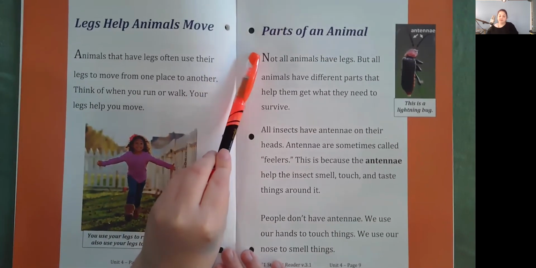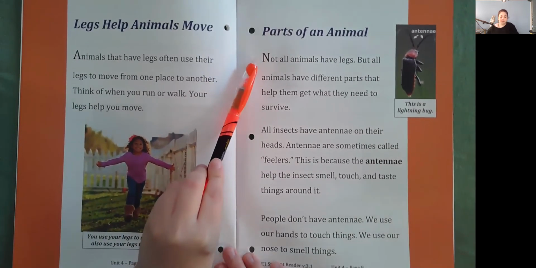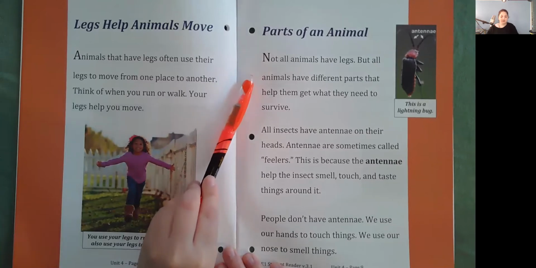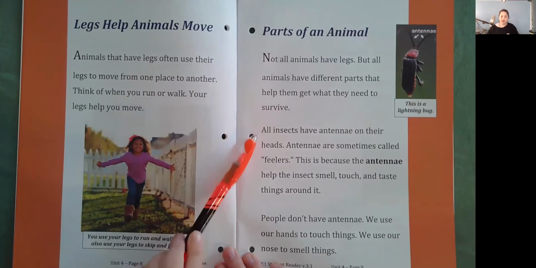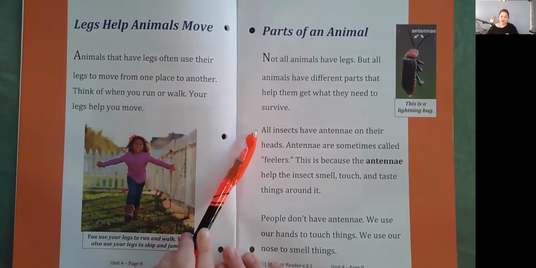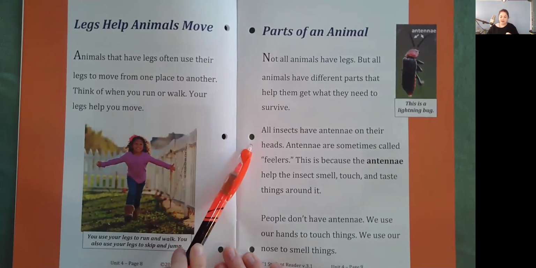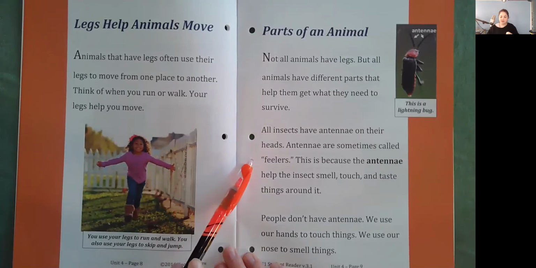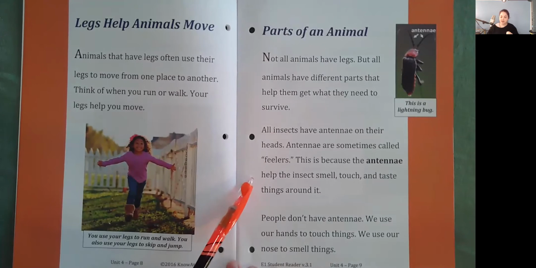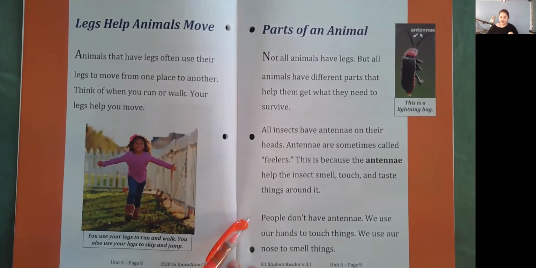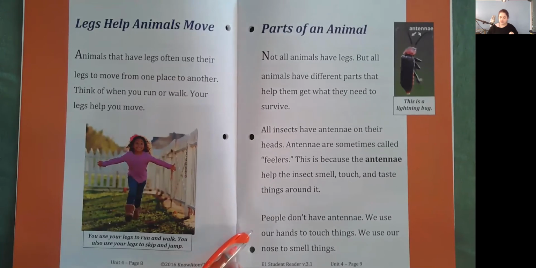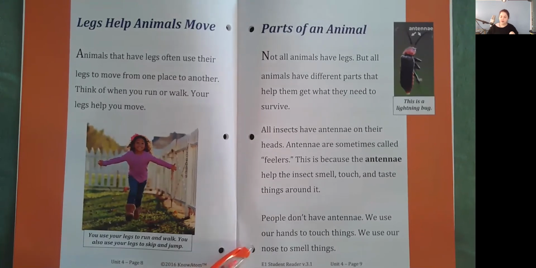Parts of an animal. Not all animals have legs, but all animals have different parts that help them get what they need to survive. All insects have antennae on their heads. Antennae are sometimes called feelers. This is because antennae help the insect smell, touch, and taste things around it. People don't have antennae. We use our hands to touch things. We use our nose to smell things.